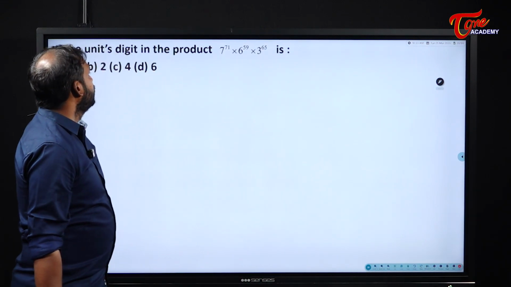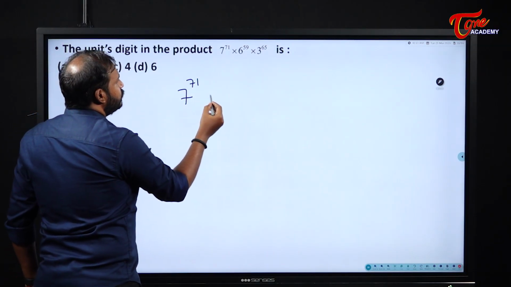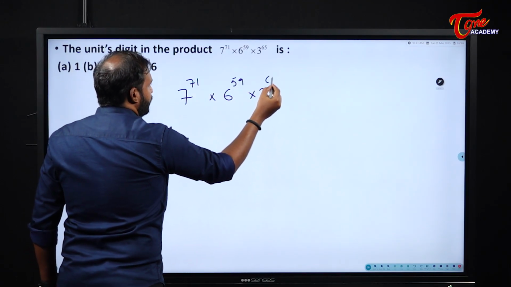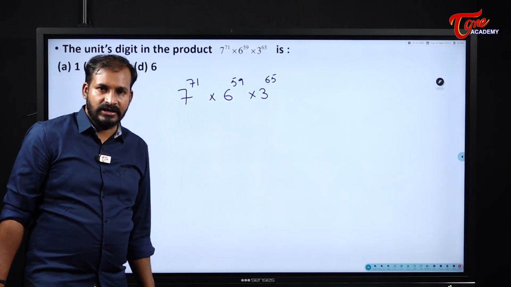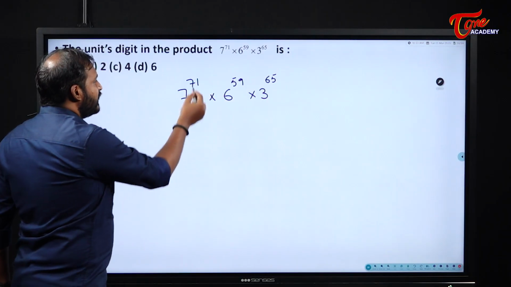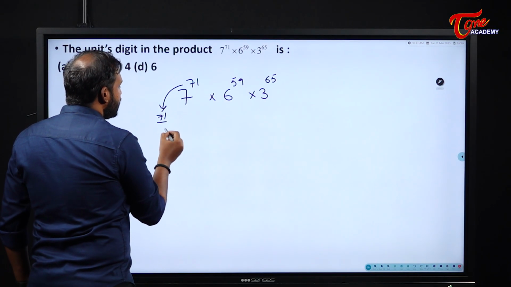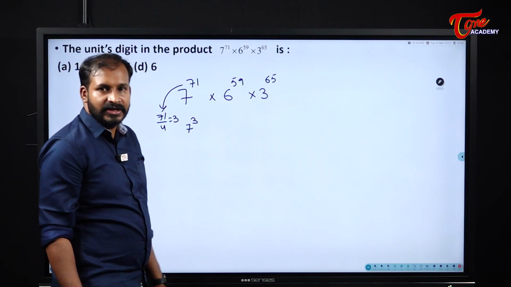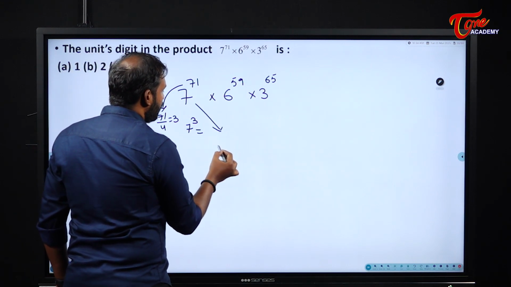See here, the units digit of the product 7 to the power of 71 into 6 to the power of 59 into 3 to the power of 65. What will happen to this? See here, 7 to the power of 71. For 7 how many chances we have? 4 chances. So 71 by 4. What is the remainder? I will get 3. So I need to write the unit digit of 7 cube. 7 cube is what? 343.